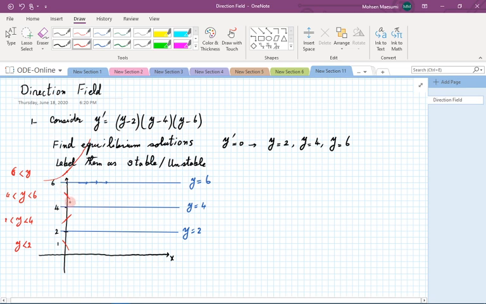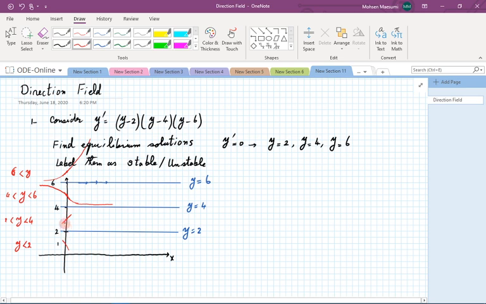I am always descending. I'm descending, but as I come close to 4, this factor makes the product close to 0. Negative but close to 0. So I'll be acting this way. If I go toward the negative x values, I'll be approaching y equals 6. Notice that during this entire picture, the y prime is negative.